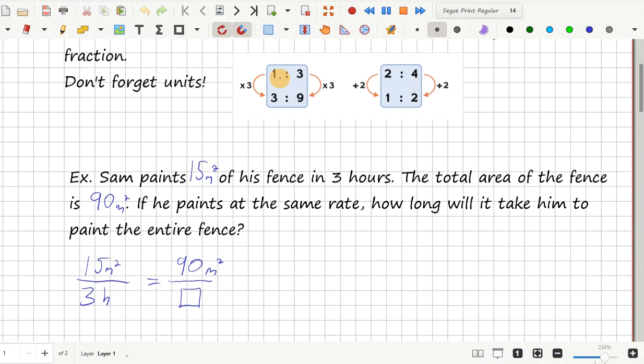Okay, so we look at this one. We see a ratio of 1 to 3. We could multiply both by 3 to get a ratio of 3 to 9. This one over here, I know it looks like a plus, but we divided by 2 to get 1 to 2, and we divided 4 by 2 to get to 2. So we divided to get an equivalent ratio. 3 to 9 is equivalent to 1 to 3, and 1 to 2 is equivalent to 2 to 4.